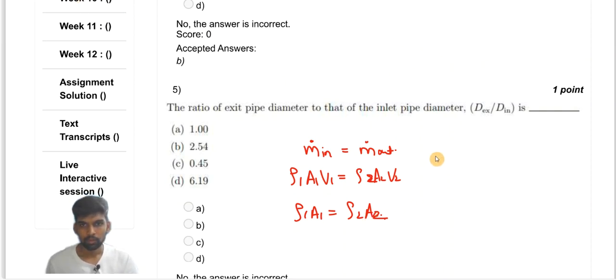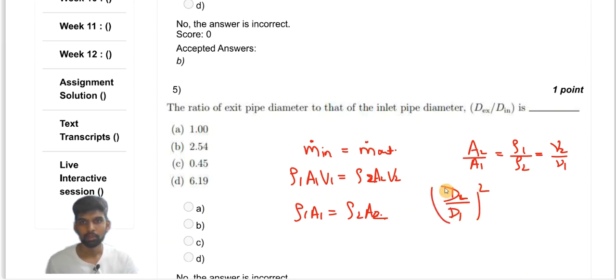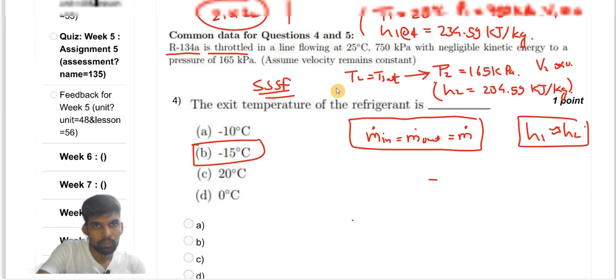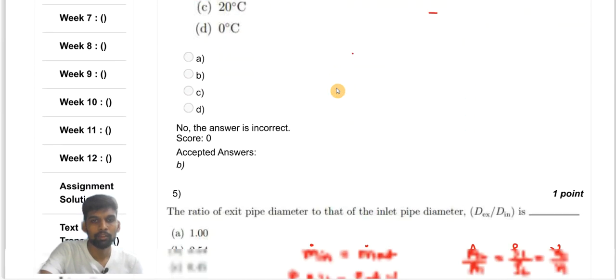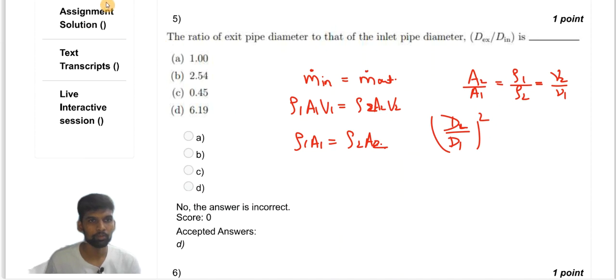Then what we will get, exit and inlet they are asking. So A2 by A1 is equal to v1 by root 2, and in terms of specific volume, we can write it as mu2 by mu1. Okay, so A2 by A1, we straight away get to this point: D2 by D1 whole square, because the pipe, they mention circular pipe. They haven't mentioned circular or anything, but we will still assume circular because nothing is given.